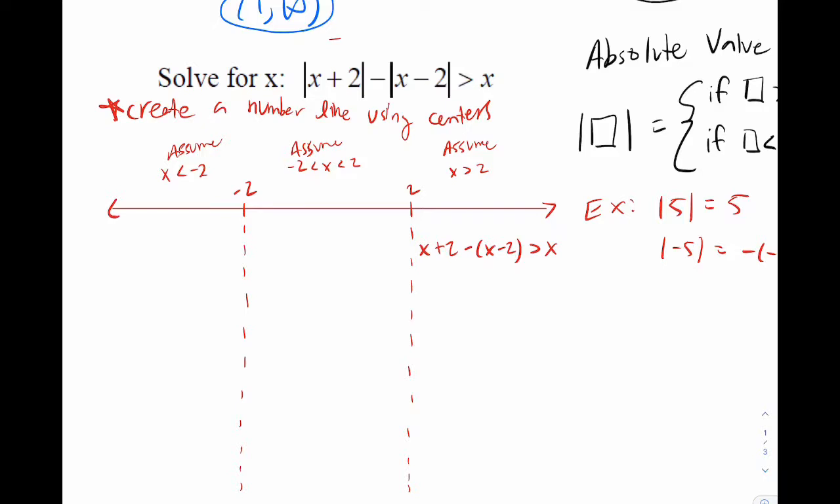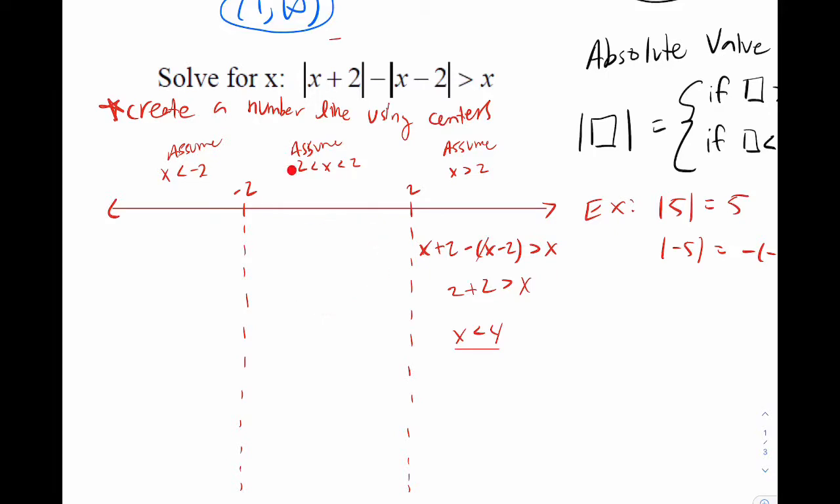And now we can solve it. Notice how these x's just cancel. We get 2 plus 2 is greater than x. So x must be less than 4. So look, we have one answer here. Now we go to this region.